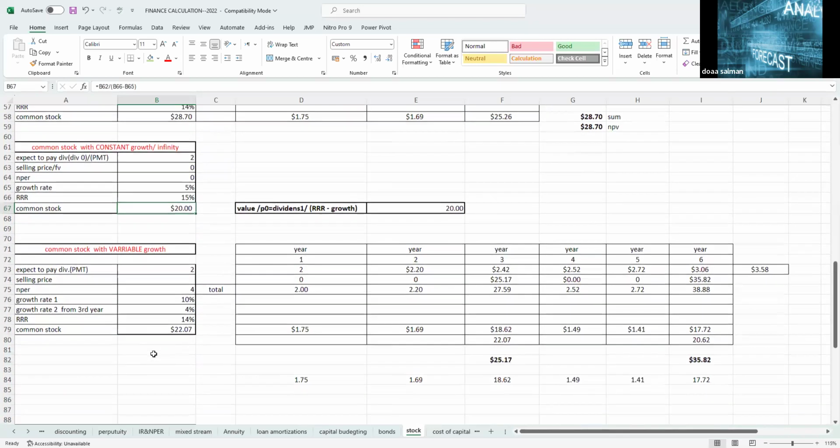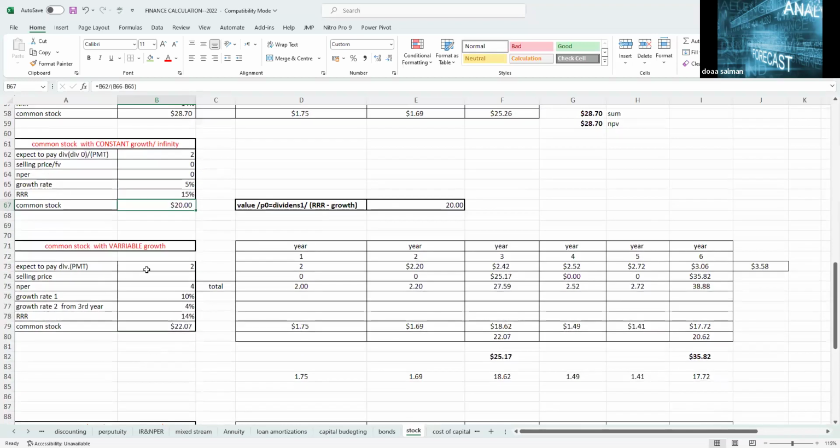Let's go to the most interesting one, which is the common stock with variable growth. Let's say I'm going to receive a dividend of 2. The number of years here, for example, is 4, and the growth rate is 10%. The second growth rate will be from the third year, so pay attention to it, and it will last for infinity. The required rate of return is 14%, and I need to find how much the common stock will be.